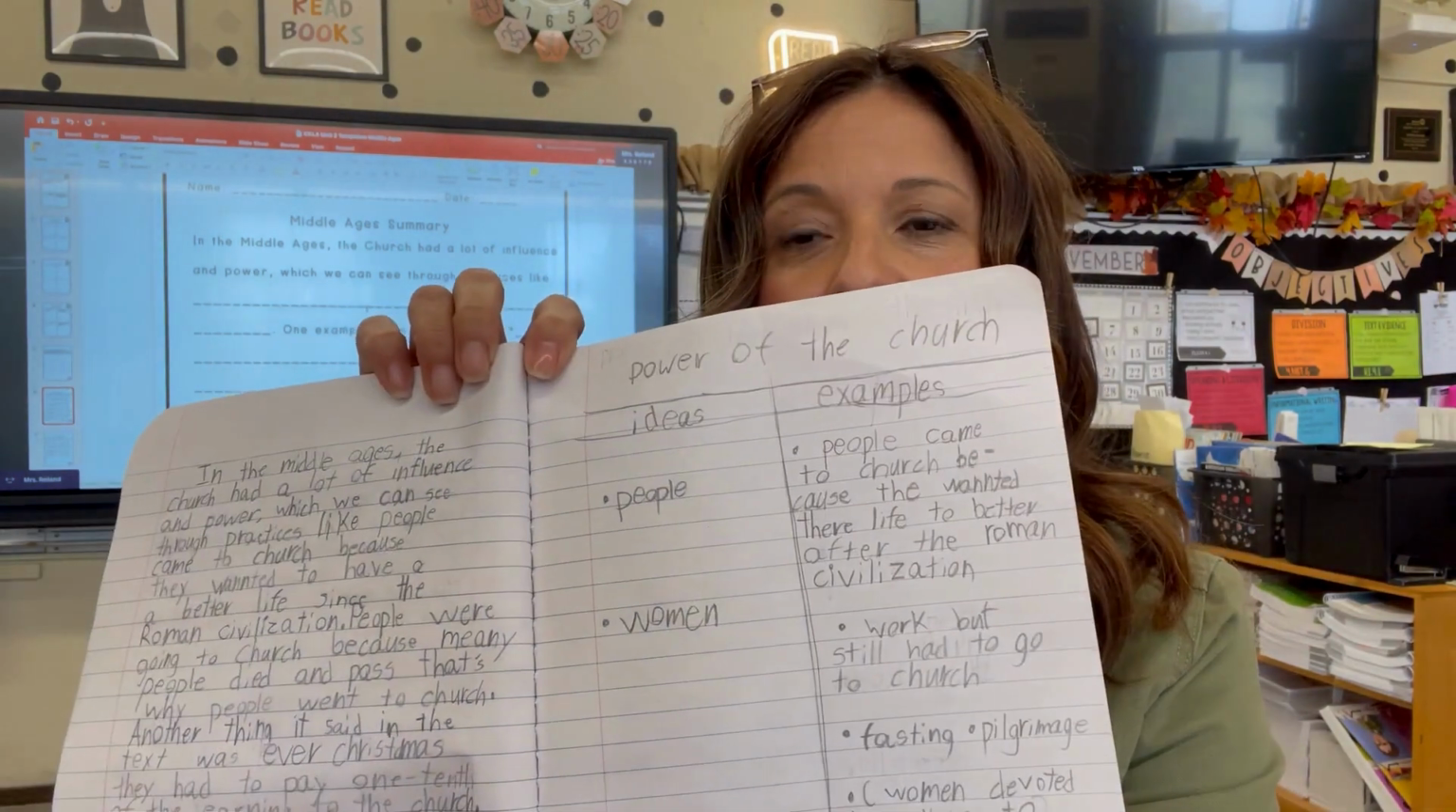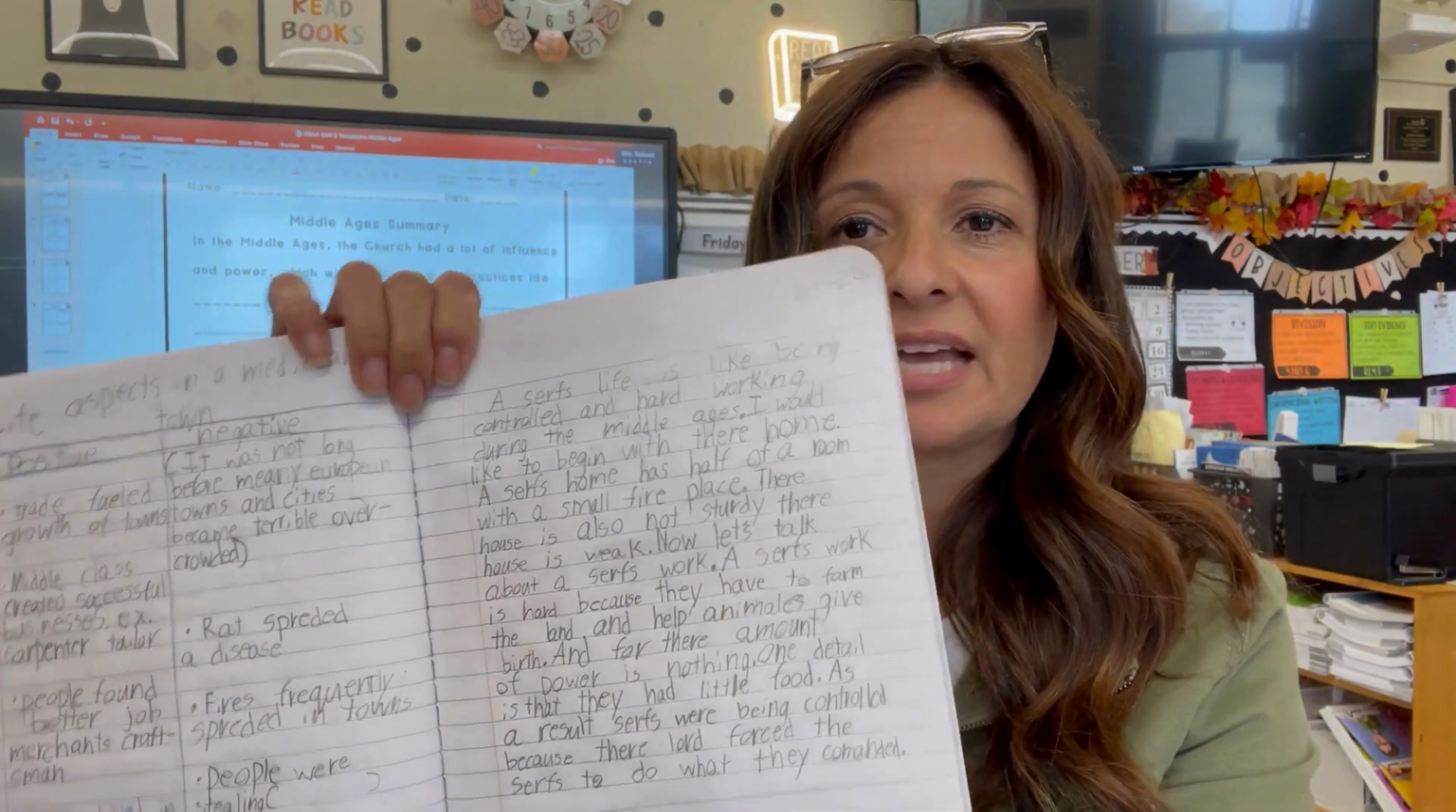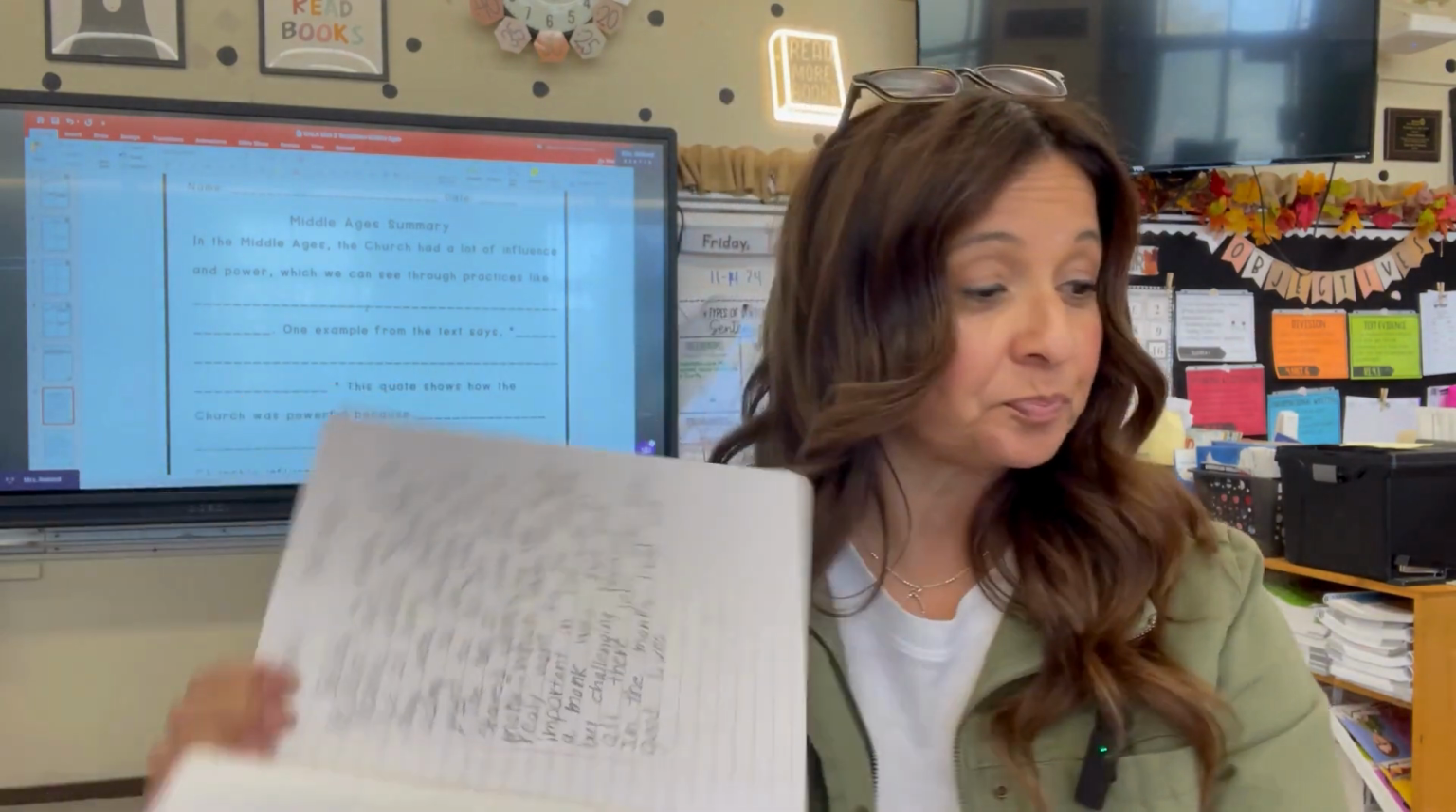Here's for the power of the church. In addition to that, as I'm looking at their summaries, their paragraphs this week, some are using the template that you see behind me, and some of them are creating their own. So the paragraph structure itself, with a topic sentence, details, and a concluding sentence, is coming along. So I'm really proud of my students in that sense.